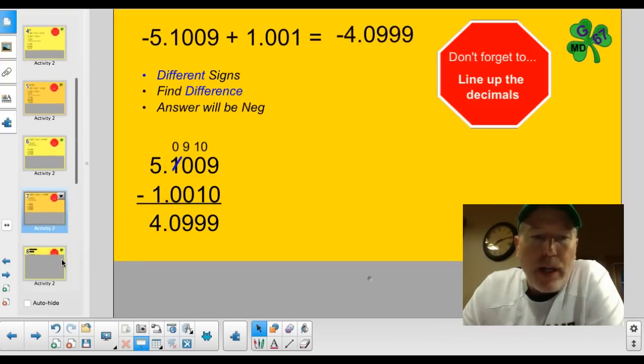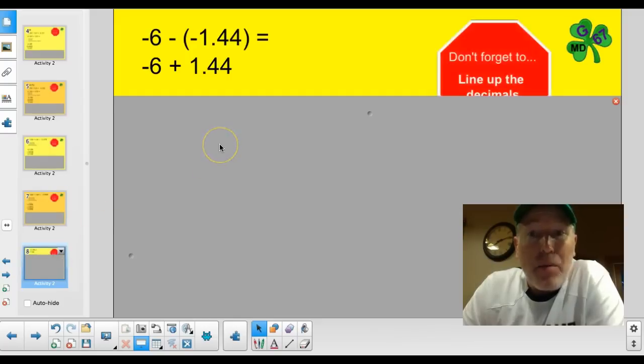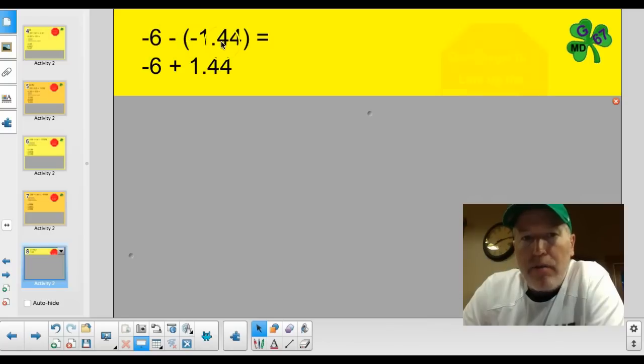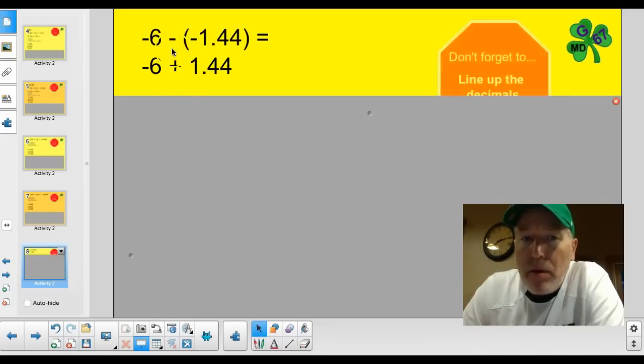Okay, let's go on. How about this one? Yikes. Well, the first thing I'm looking at here is I have a negative minus another negative. Well, what I'm really doing here is I'm taking away a negative. And when you take away a negative, it's really the same as adding. So I've rewritten this problem, changed these to plus signs, so it's really negative 6 plus 1.44.